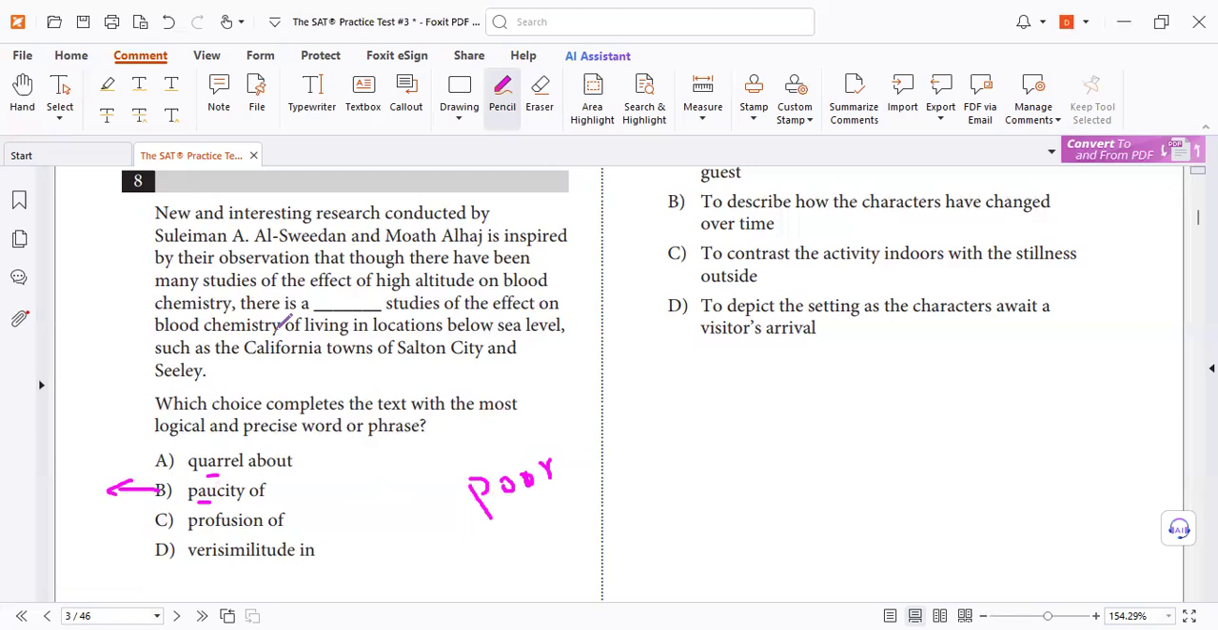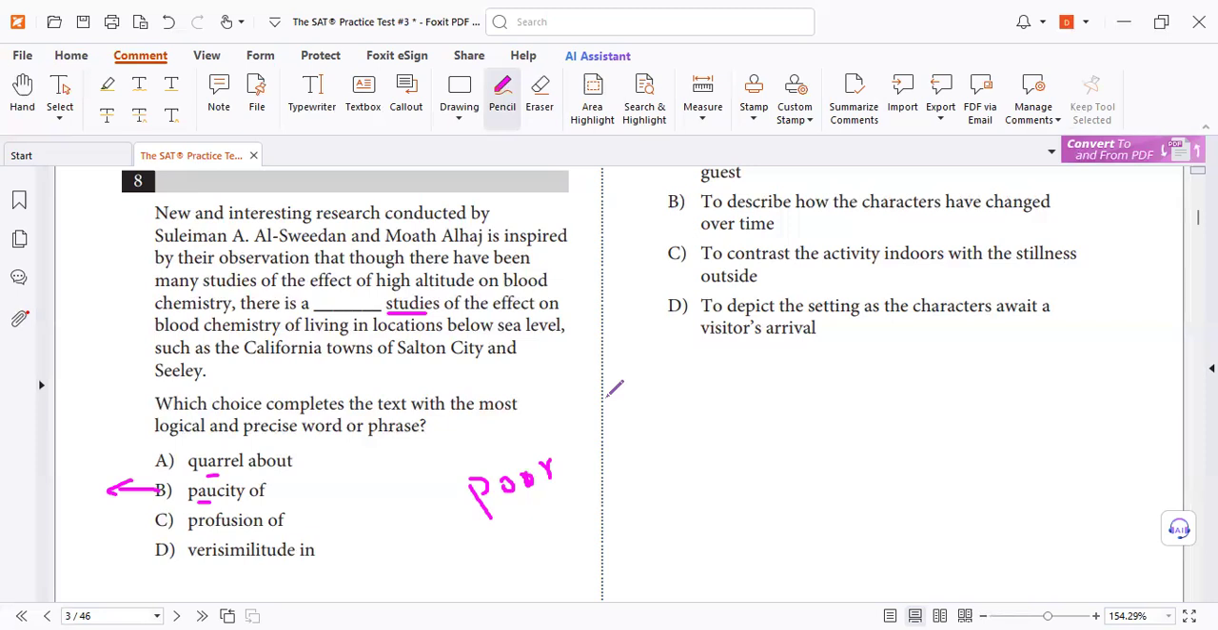Do you imagine? Yes. So you need an adjective to describe the study. So we have lack of it. That's what I did. Feel it?